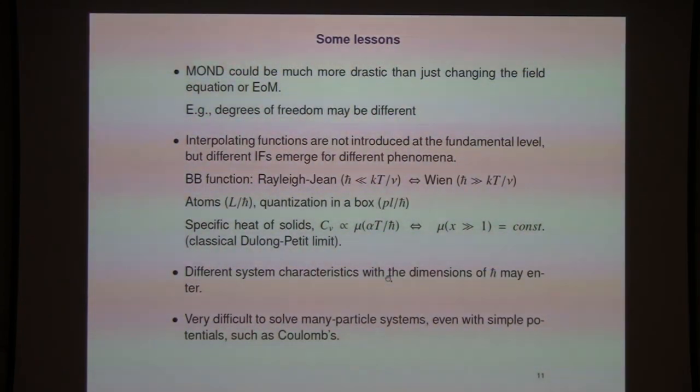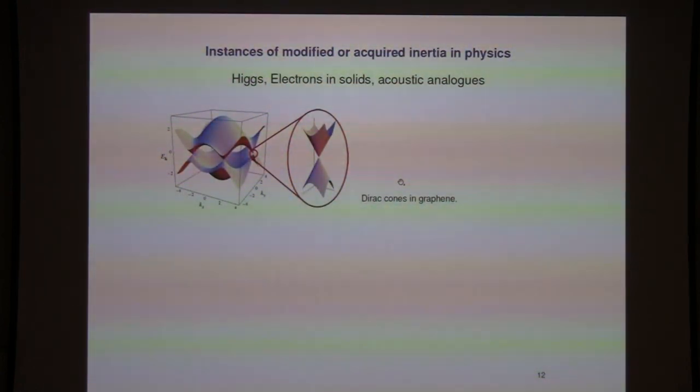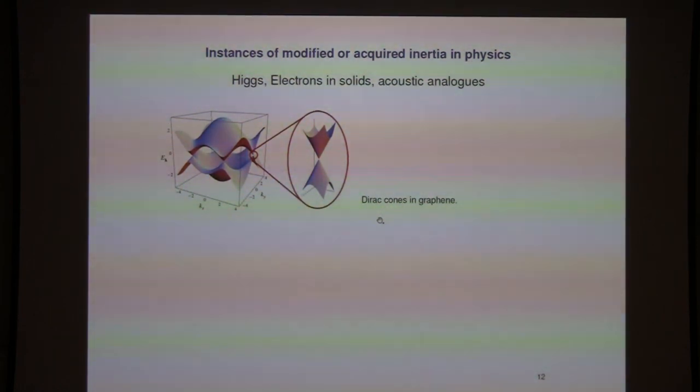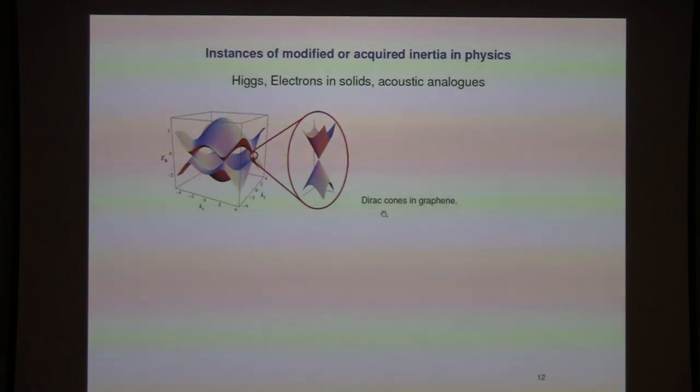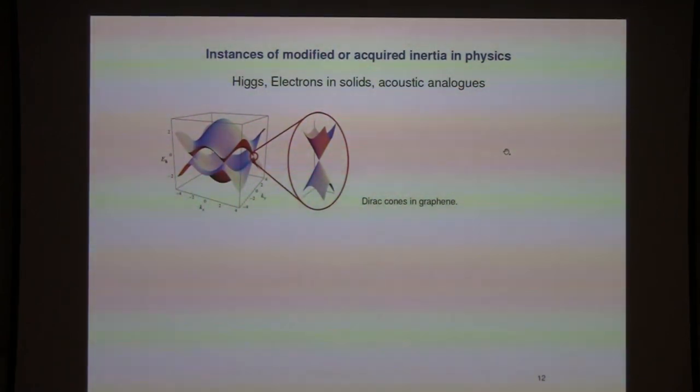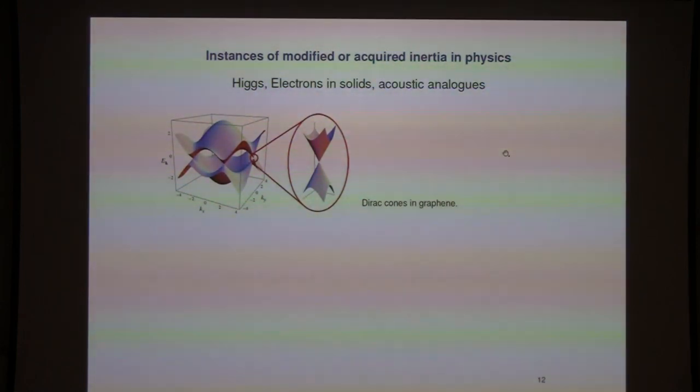And quantum mechanics is also extremely difficult to solve. Of course, classical mechanics is much simpler, much easier to solve. But the lesson is that we should not abandon such approaches only because they look more difficult. This is something I already said: nature and physics are replete with examples of acquired inertia, of modified inertia, if you want. So this gives some hope that the fundamental theory, or at least the microscopic theory of modified inertia, could be found at some point.